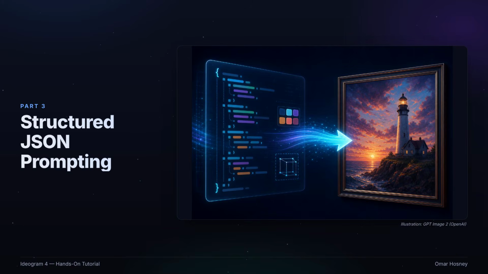Now we get to the feature that makes Ideogram 4 genuinely different from every other image model I've used: structured JSON prompting. The model wasn't trained on casual text captions. It was trained on rich, structured JSON descriptions of images. You can still type a plain sentence and it works, but when you speak the model's native language, JSON, you unlock a completely different level of control.